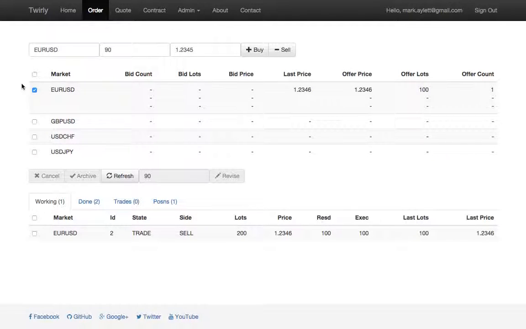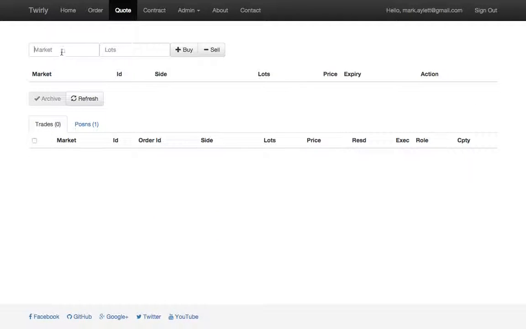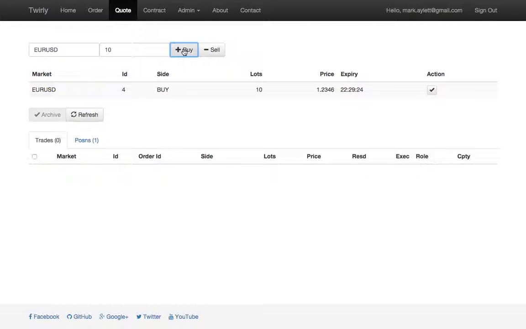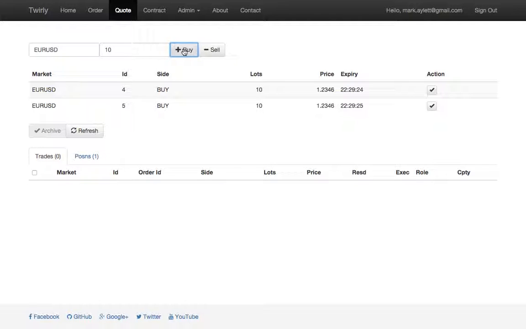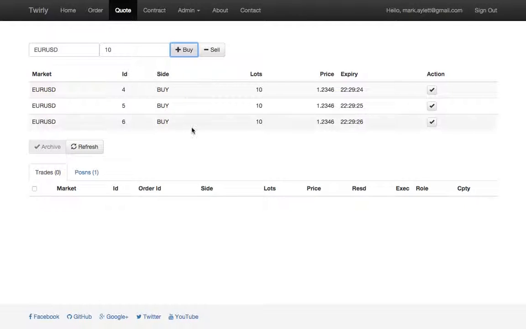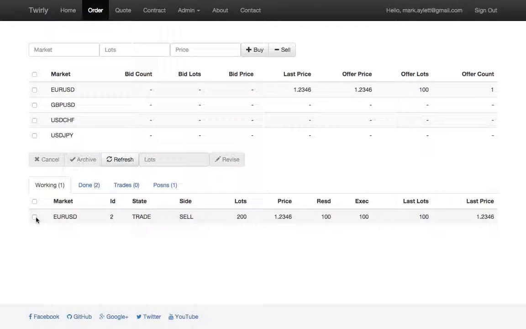So let's show how that would work. We've got the 100 lots here now. We'll go back to the quoting side and put in 10 lots and put a couple of quotes in, right? There you go, 3 quotes. Clock is ticking, so let's move along here. This order, the market maker wants to cancel it. Slightly funny abbreviation, pending cancel. He's waiting now for these quotes to expire.